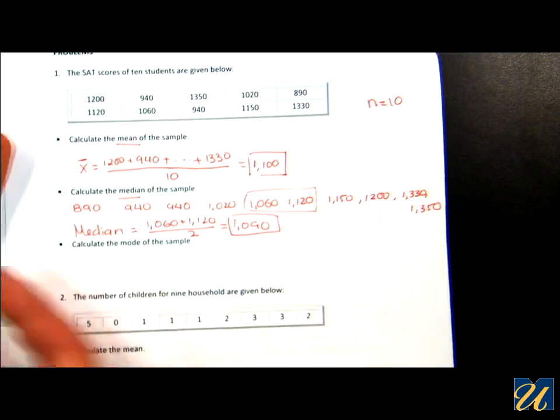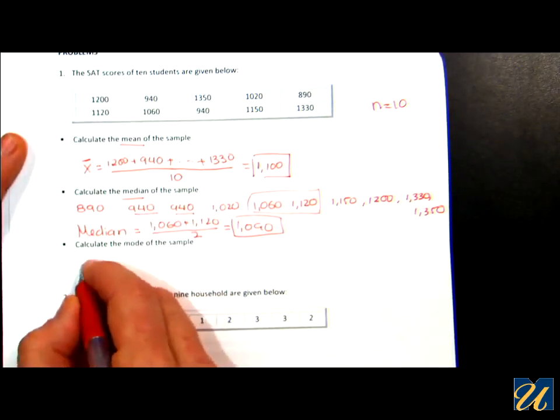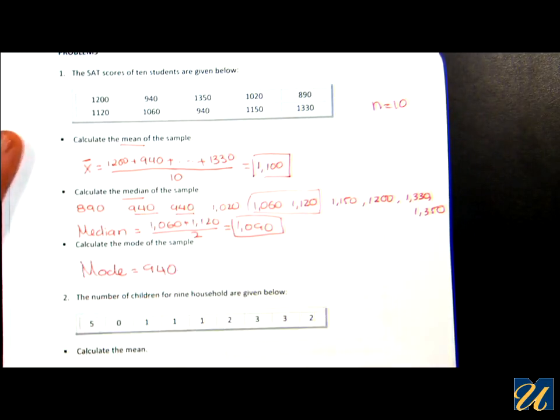What is the mode? Once you place your data in order, you can see straight away if you have a mode. In this case, there's only one entry that occurs more than once, therefore the mode is equal to 940.